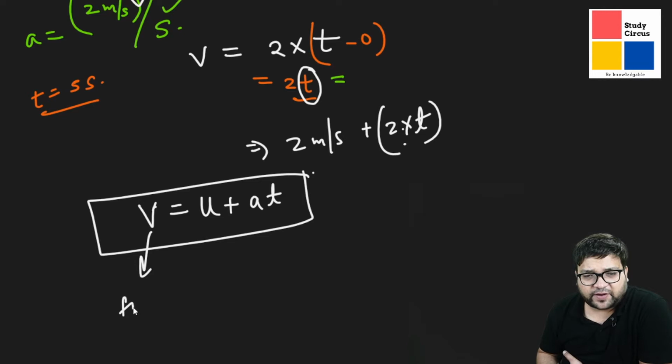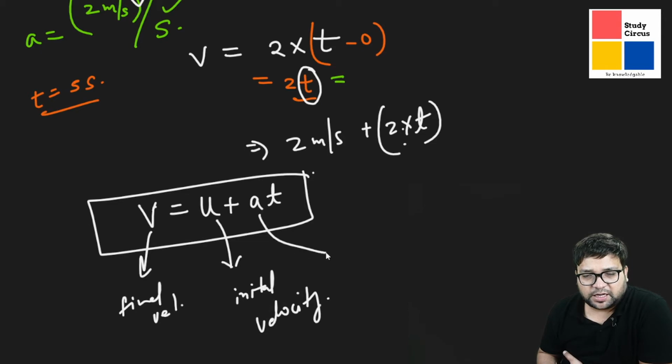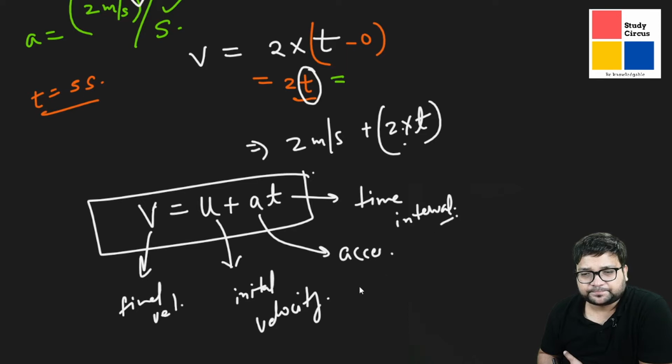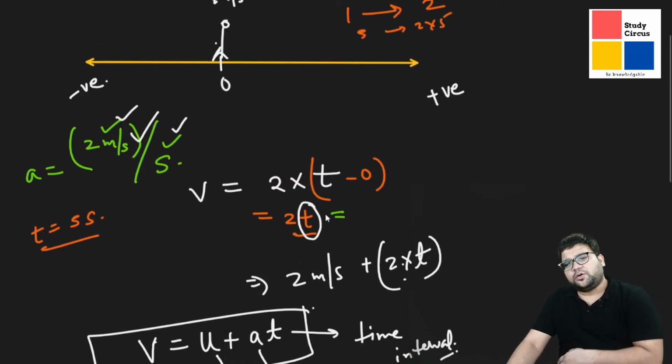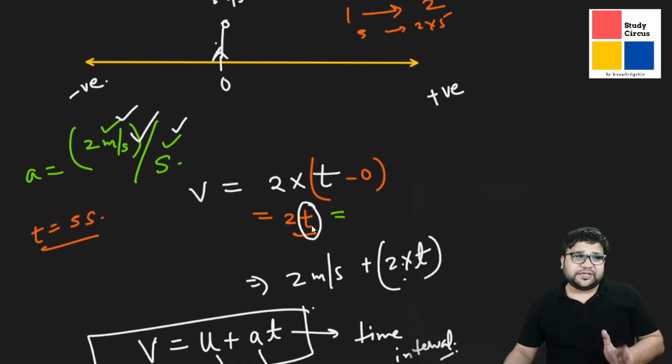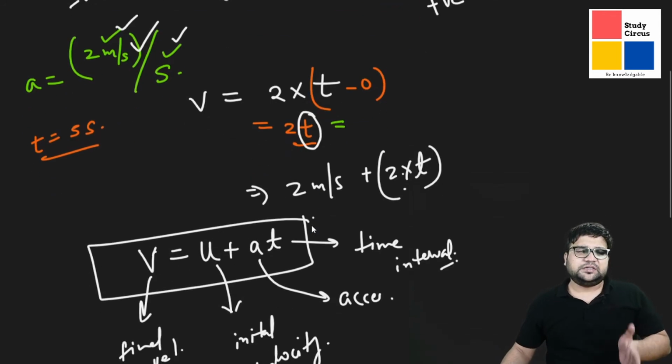V is the final velocity, u is the initial velocity, a is the acceleration, and t is the time interval. Right? V, the final velocity, is equal to u plus at. So what is happening? The change is linear. This is a linear change in speed.